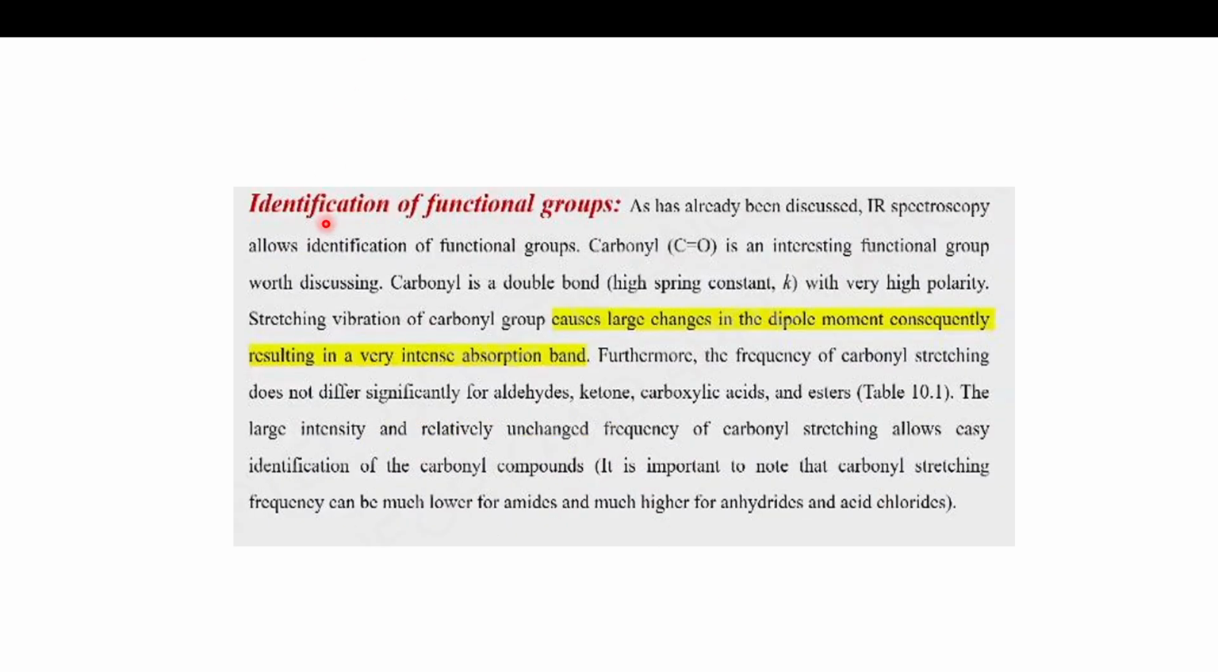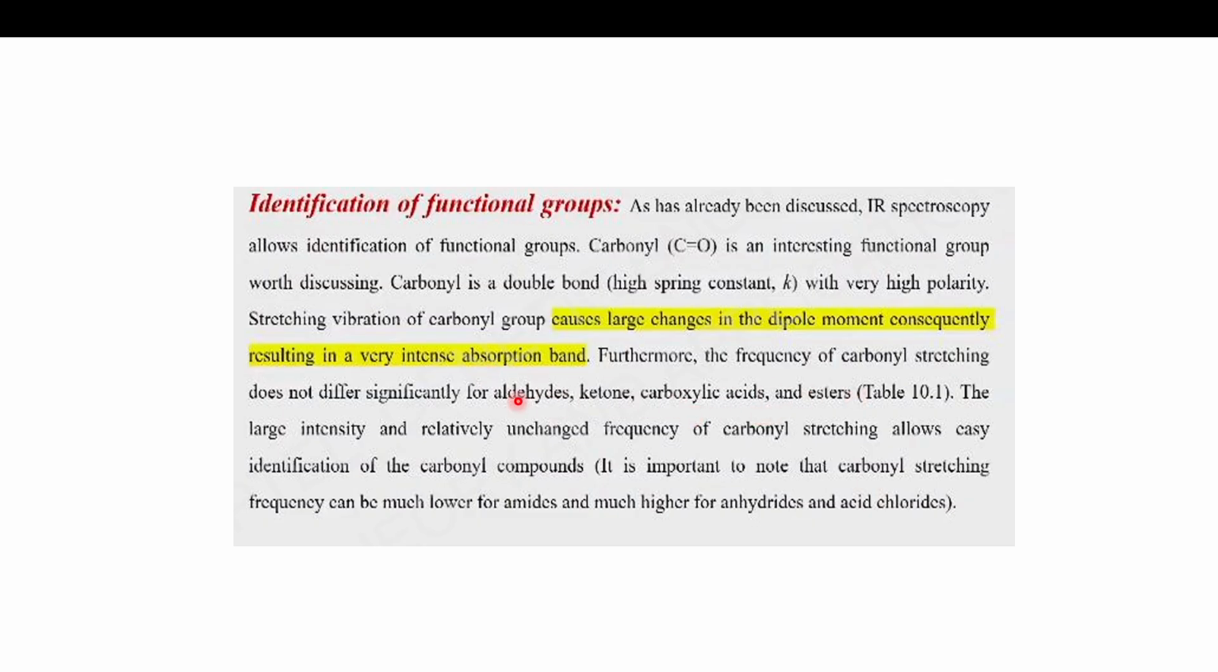Now, this helps in identifying the functional groups. IR spectroscopy allows identification of functional groups. Suppose a carbonyl group, the CO group, is an interesting functional group worth discussing. Carbonyl is a double bond with a very high polarity because there's an electronegativity difference between C and O atoms. Stretching vibration of the carbonyl group causes large changes in the dipole moment, consequently resulting in a very intense absorption band. Furthermore, the frequency of carbonyl stretching does not differ significantly for aldehydes, ketones, carboxylic acids, and esters.